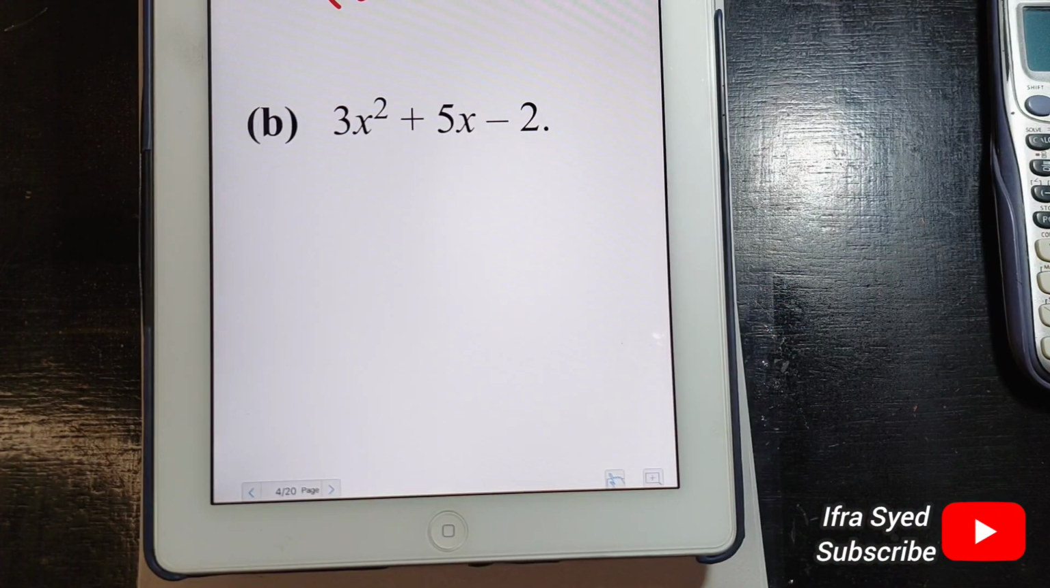Our next part is part b, and it is 3x² plus 5x minus 2. In this expression we don't have any number that is common in all the terms. Next we see if we can apply any formula on it. We don't have two perfect squares in the given expression, so we cannot apply any formula on it. So our next step is that we can solve this expression by the mid-term break method.